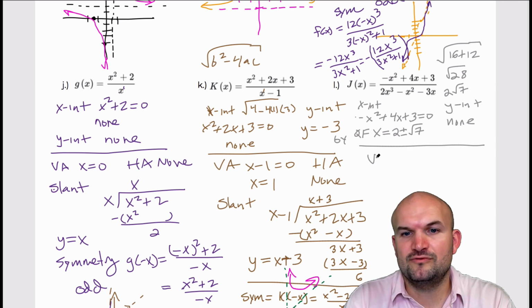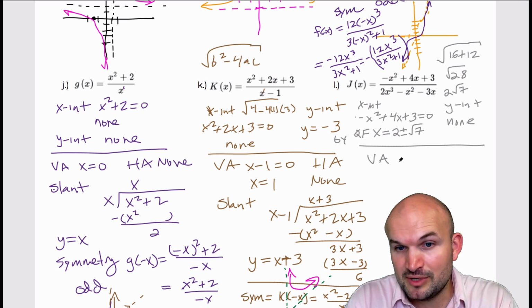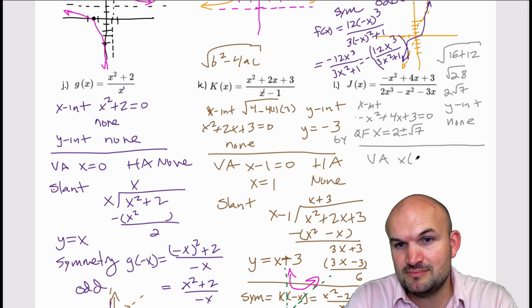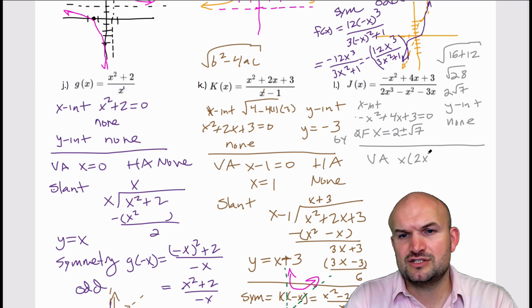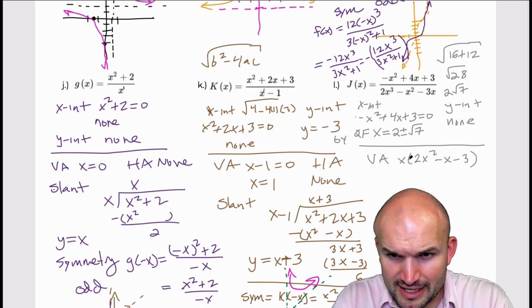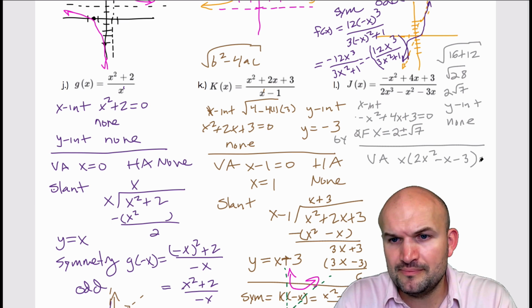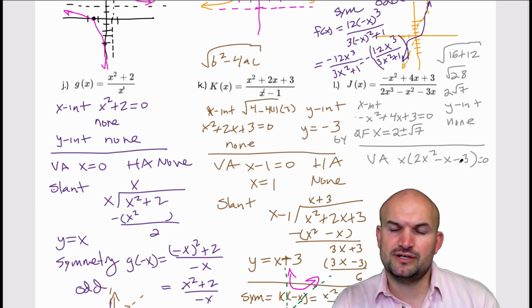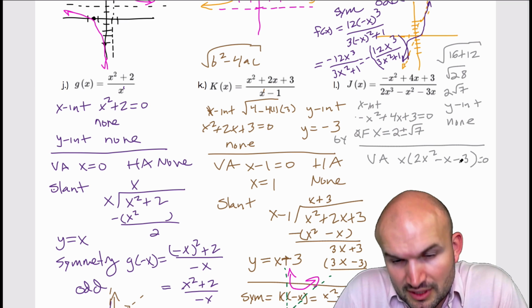Vertical asymptotes are the values that make the denominator equal to 0. So I'm going to factor out an x. By factoring out an x, I am left with 2x squared minus x minus 3. And now I want to see what values make that equal to 0, so I want to see if this is factorable.